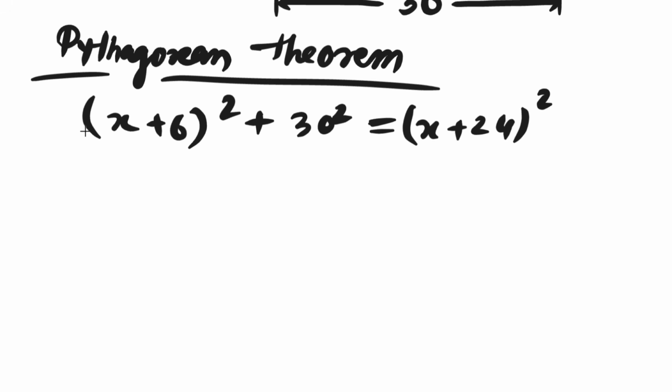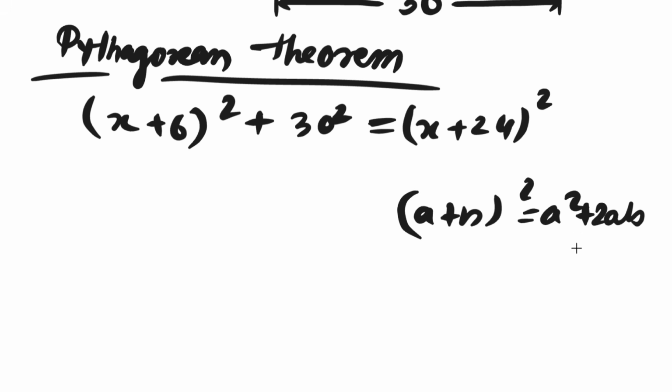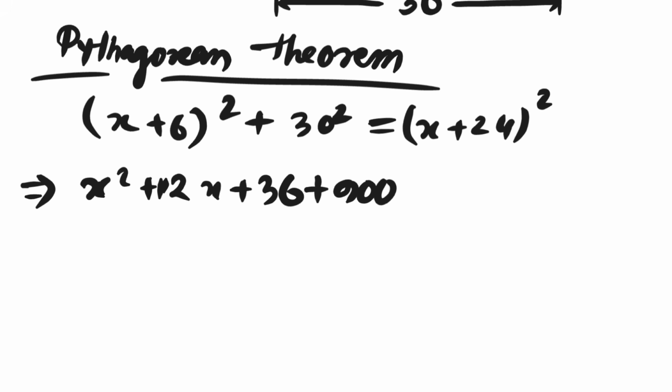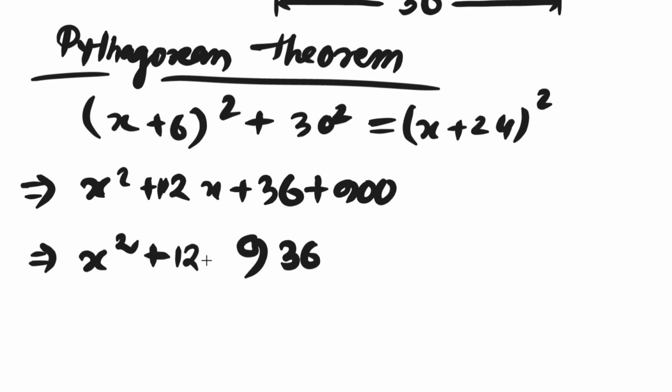First, expand (X plus 6) squared. Using the identity (A plus B) squared equals A squared plus 2AB plus B squared, we get X squared plus 12X plus 36. Next, 30 squared equals 900. Therefore, the entire left side becomes X squared plus 12X plus 36 plus 900. Combining the constant terms, 36 plus 900 equals 936. So the left side becomes X squared plus 12X plus 936.